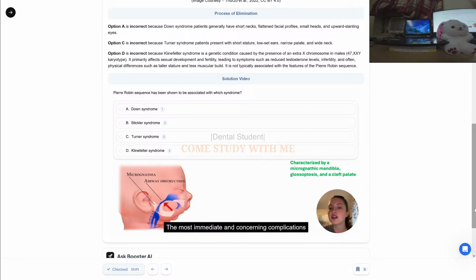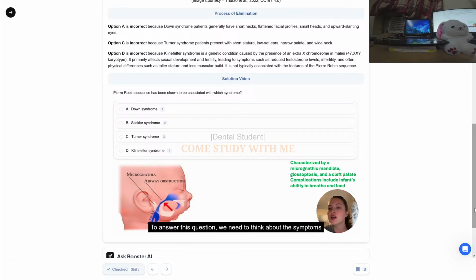The most immediate and concerning complications of this condition are the infant's ability to breathe and feed. The retruded tongue may block off the airway and make it difficult to breathe, while the underdeveloped jaw, tongue placement, and cleft palate can all impede feeding. Treatment varies for the condition depending on how mild or severe it is. Sometimes the mandible will grow itself over time and treatment may be unnecessary, but more severe cases require surgeries to allow for breathing and mandibular growth.